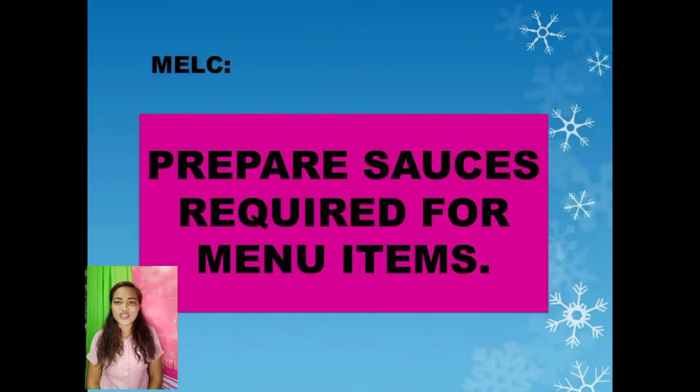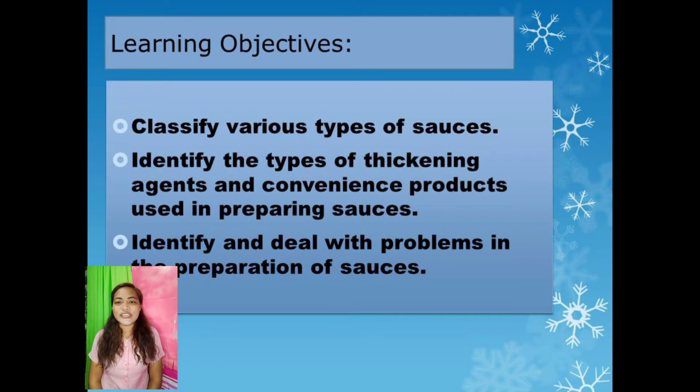Welcome to Technology and Livelihood Education video lesson. For today's most essential learning competency, we have prepare sauces for required menu items. Learning objectives, we have number one, classify various types of sauces. Number two, we have to identify the types of thickening agents and convenience products used in preparing sauces. And number three, we have to identify and deal with problems in the preparation of sauces.